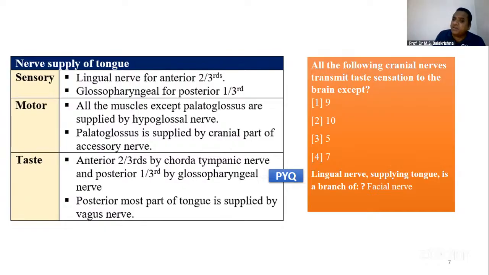Next question, lingual nerve supply tongue is a branch of, it's not facial nerve, it's wrongly written here. Lingual nerve is a branch of mandibular nerve. Okay, so this is the wrong thing written here. I will correct it. Please do not take this. This is the mandibular nerve. Okay, next question.